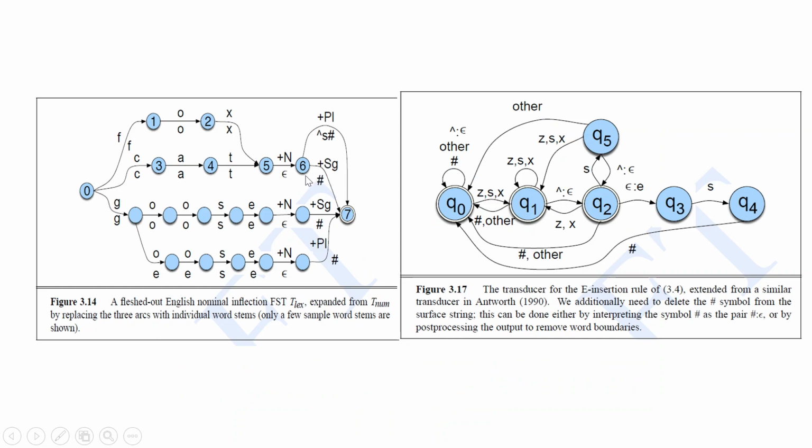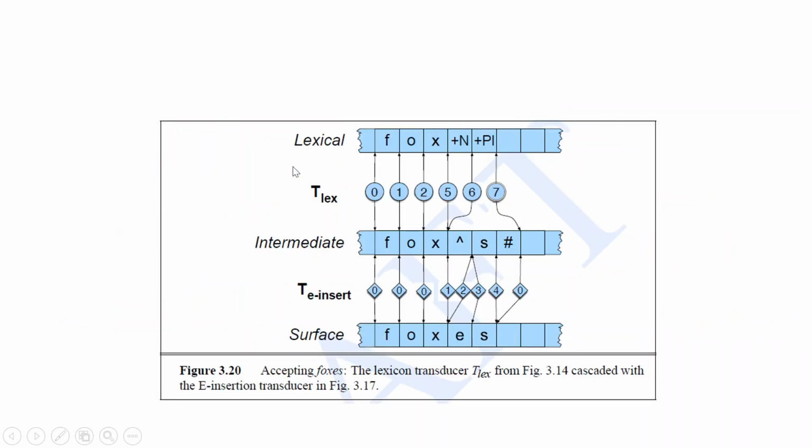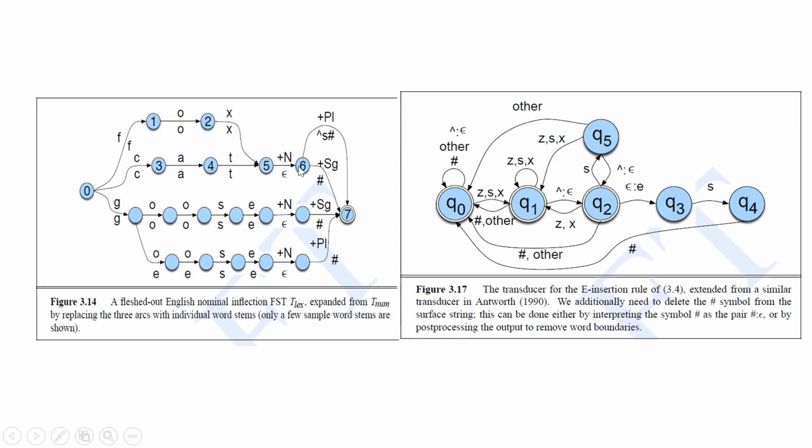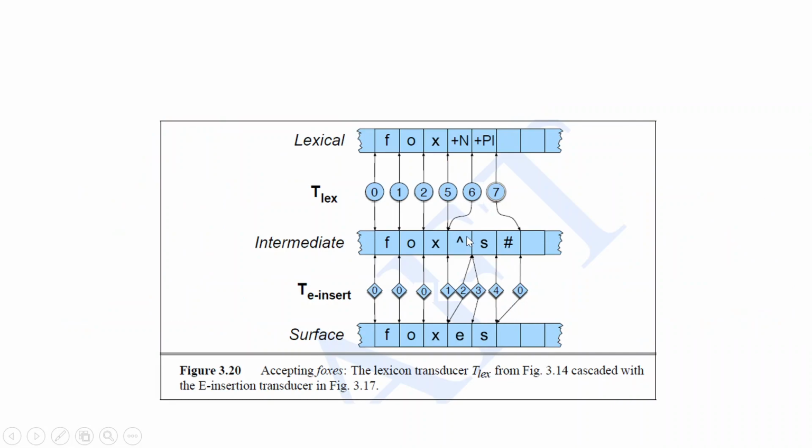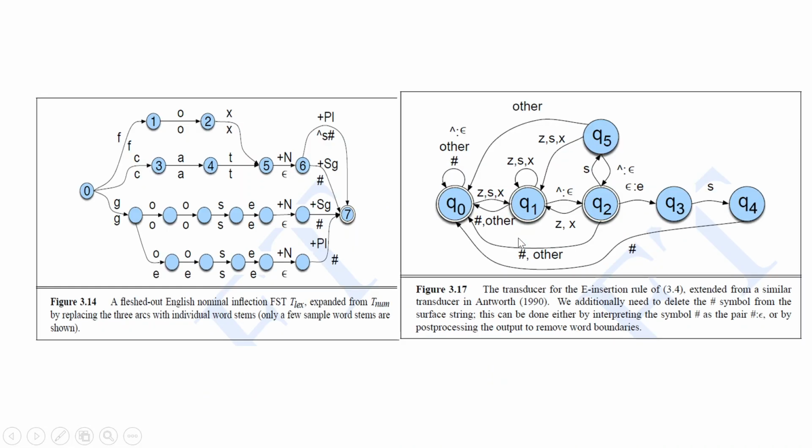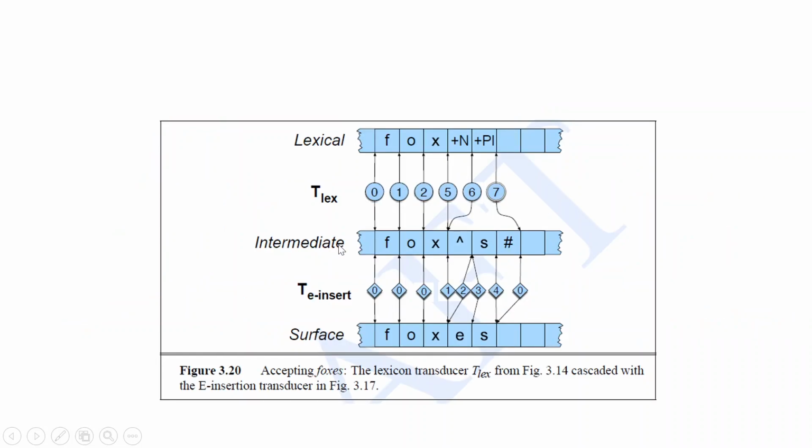And then, in state 6, what is the input you read? You read plus PL. Plus PL means you transition to 7 and you generate this particular output. Thus you have this end of morpheme symbol, or cap symbol, followed by the plural S and the end of word hash symbol. This is what is generated, and then you go to the acceptance state, that is for the lexicon.